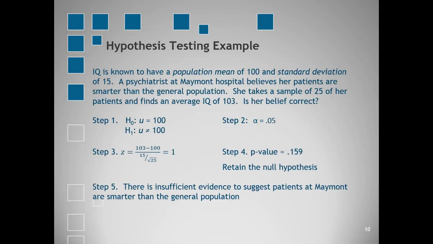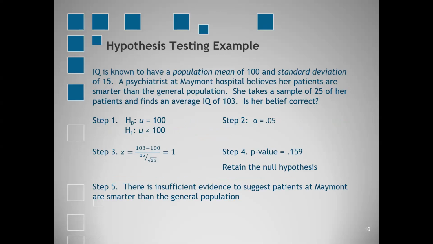So, step 1, we declare our null and alternative hypotheses. The null hypothesis states her patients are no different than the general population, while the alternative states they are. For the null hypothesis, we say that the population mean is equal to 100. For the alternative hypothesis, we say the population mean is different from 100. Our criterion for this course will always be 0.05.